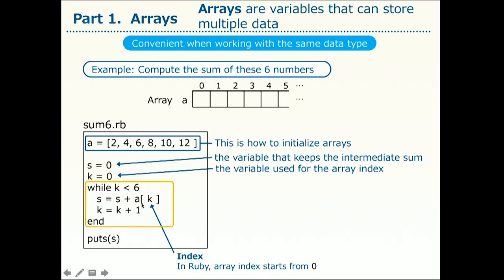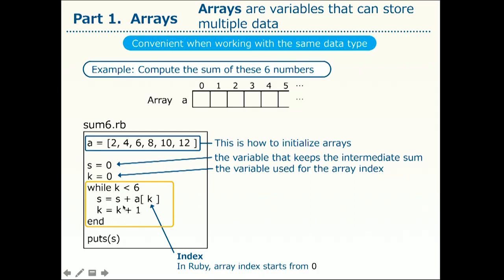The variable s keeps the present sum, and the new value a[k], that is the value of the k-th box of the array A, is added to s. And then its result is again stored into s. Because k takes 0, 1, 2, 3, 4, and 5 at each repeat, every box in the array is added to s. By executing this statement, we can compute the sum.